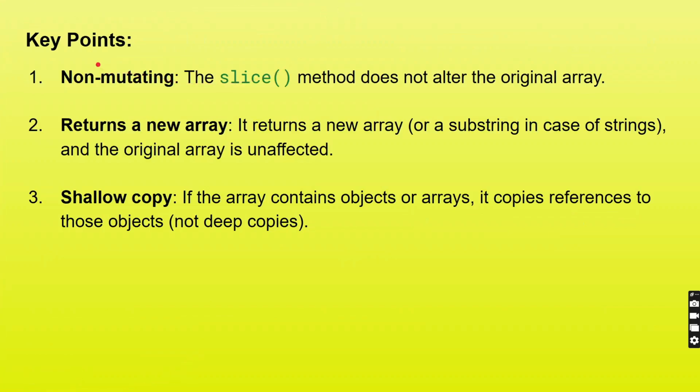Key points about the slice method. Number one is non-mutating. The slice method does not alter the original array. It creates a new array based on the requirement and returns a new array, and the original array is unaffected. In a shallow copy, if the array contains objects or arrays, it copies a reference to those objects, not deep copies.